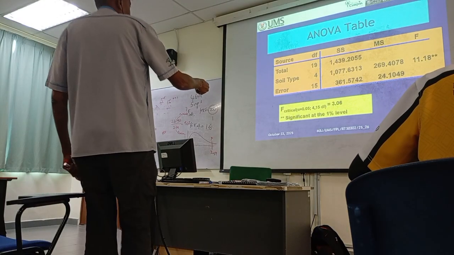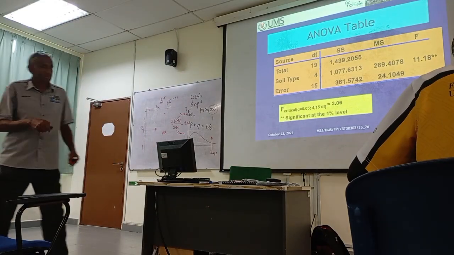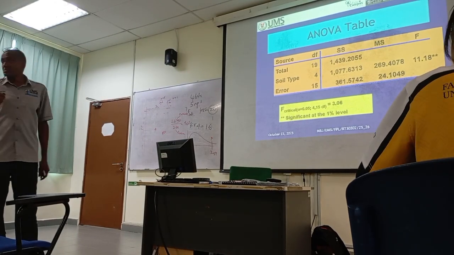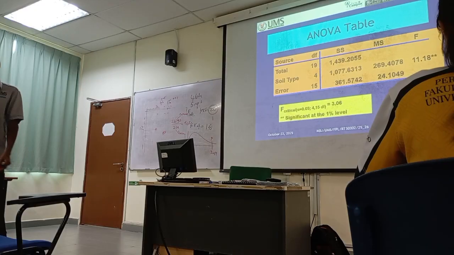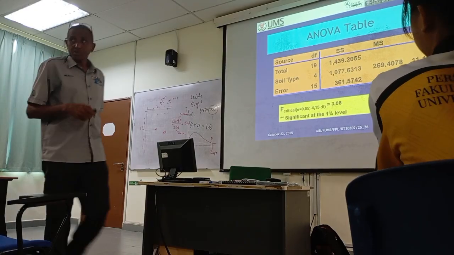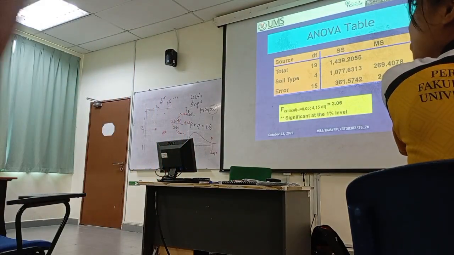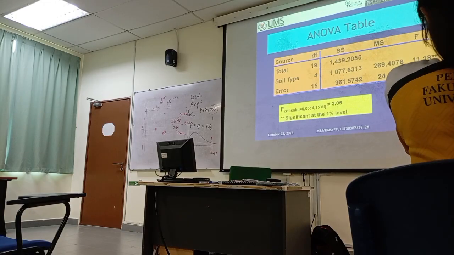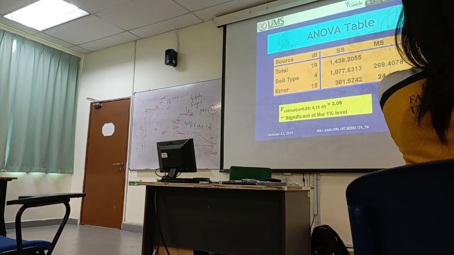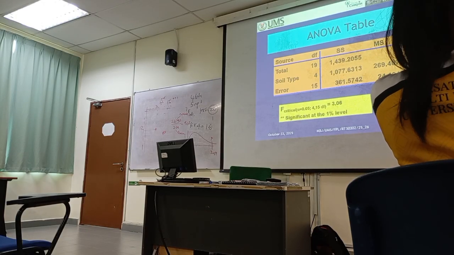Okay. Here the treatment is the type of soil. So correct, it's 5. Because we have 4 here. 5 minus 1 is 4. Okay. Then Tawaf, please choose somebody. Don't think too much.